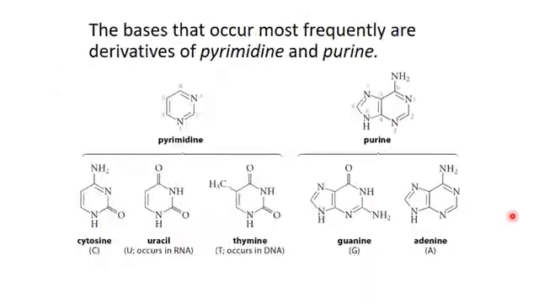Nucleosides and nucleotides. The bases that occur most frequently are the pyrimidine and purine bases. Here are the pyrimidine bases. They have this general setup. Here are the purine bases. They have this general setup. There are these 2 purine bases, these 3 pyrimidine bases. This one is used solely by RNA. This one is used solely by DNA. And when I say solely, I mean predominantly.